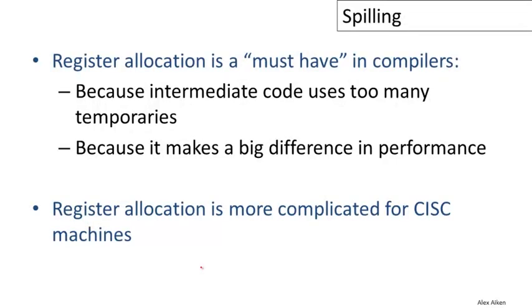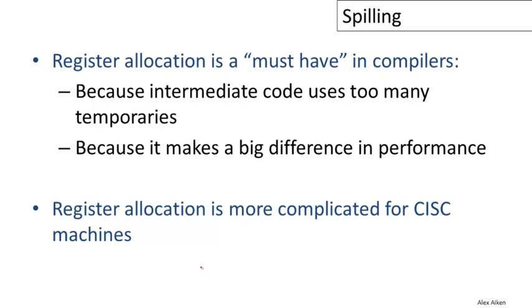To summarize this video, register allocation is one of the most important jobs that a compiler performs. And it's really, these days, a must-have in any kind of reasonable production compiler. The reason you need it is because intermediate code just generally uses too many temporaries. We're allowed to be a little bit sloppy with intermediate code precisely because we have good register allocation algorithms.